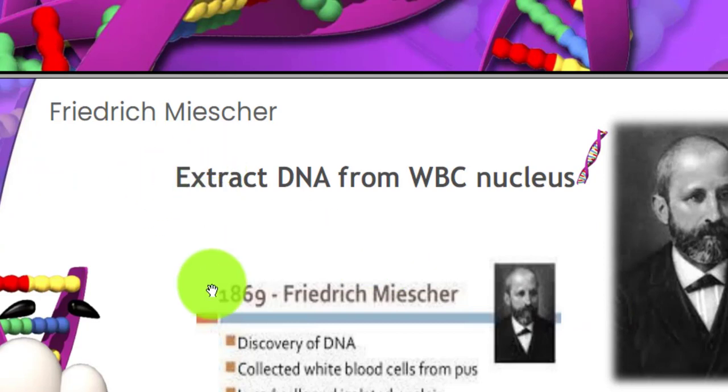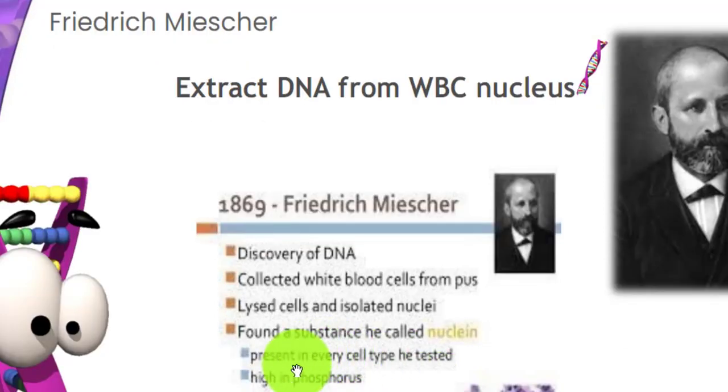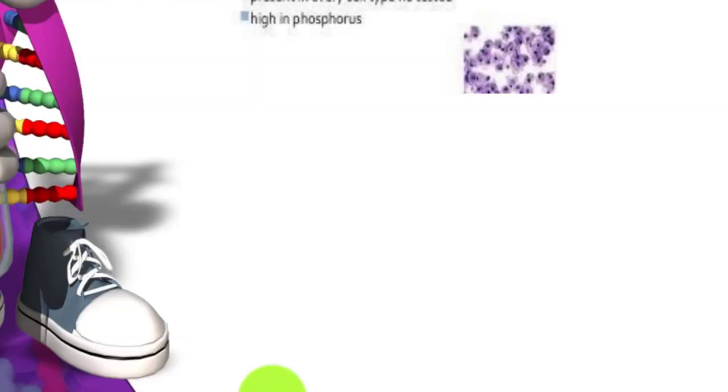Friedrich Miescher discovered DNA. He collected white blood cells from pus, lysed the cells and isolated the nucleus, and found a substance he called nuclein. He proved that it is present in every cell type he tested. It is high in phosphorus.